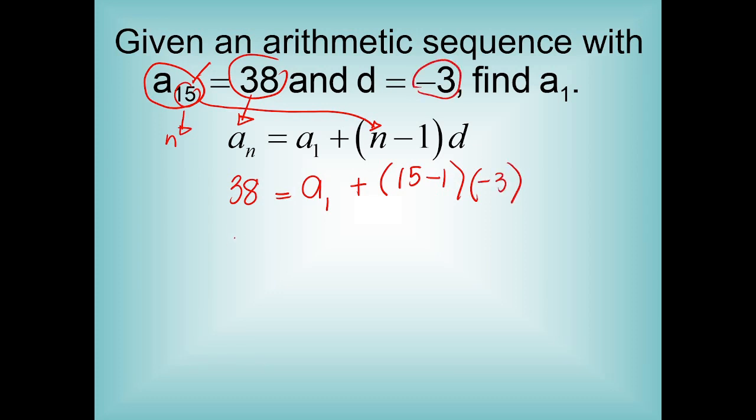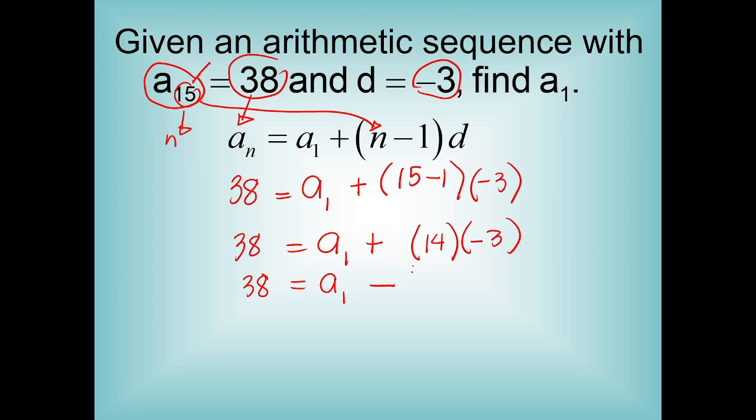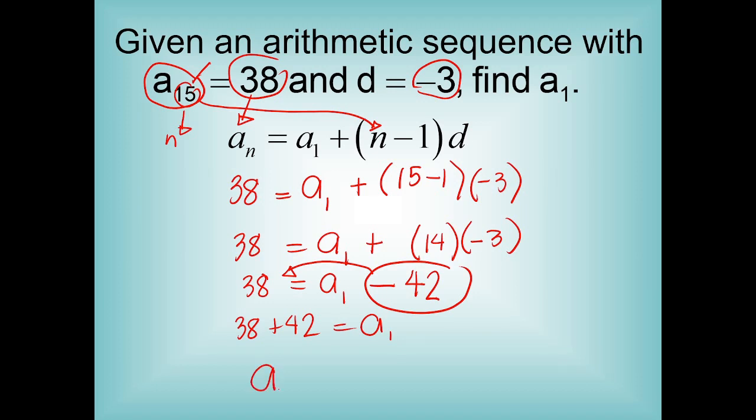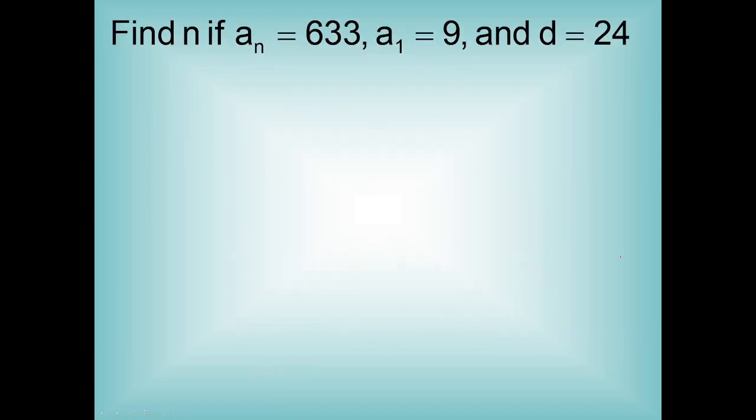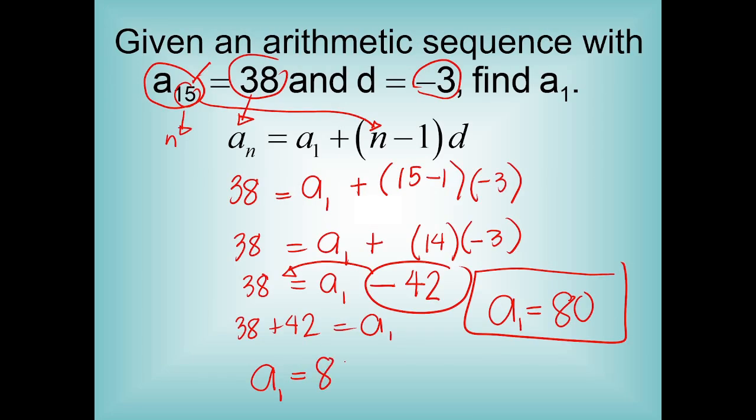Okay? So we have here, 38 is equal to the first term plus, this is 14, then negative 3. So what is 14 times negative 3? It's negative, how much? Negative 42. So transposing this to the other side, this becomes plus 42. 38 plus 42 will give us, the first term is equal to 80. Again, our first term is equal to 80.